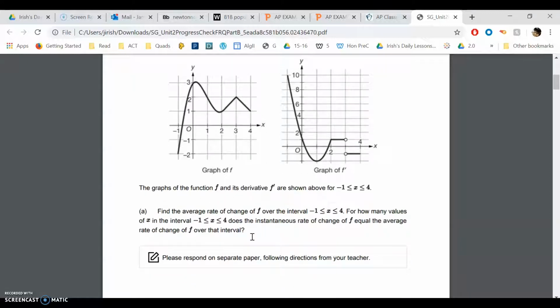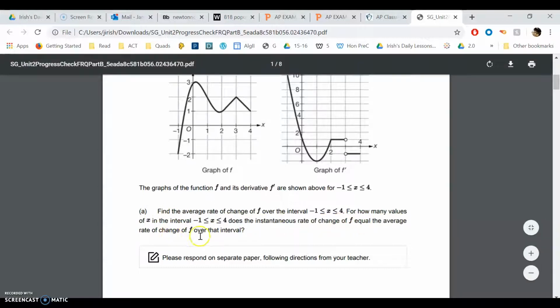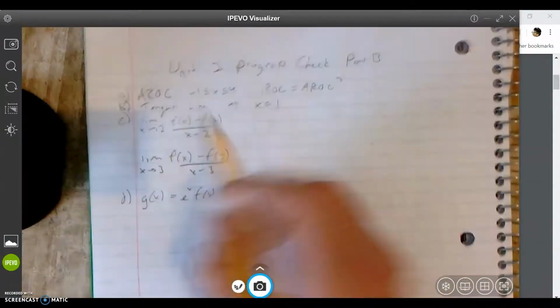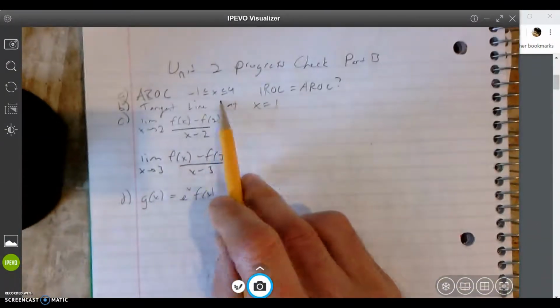So A, find the average rate of change of f over the interval -1 to 4. For how many values of x in the interval -1 to 4 does the instantaneous rate of change of f equal the average rate of change over that interval? Okay, so average rate of change is just a slope. So you have -1, -2 is one of your points. Let's write all this stuff down. So here's my stuff, the average rate of change, part A.